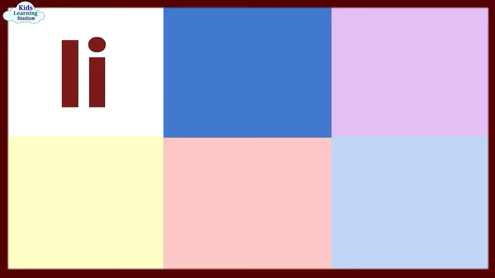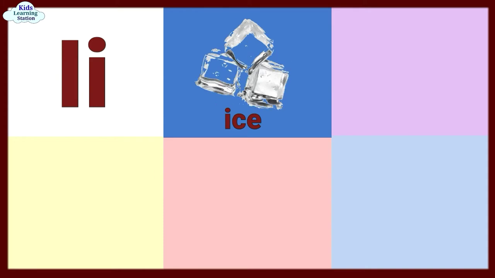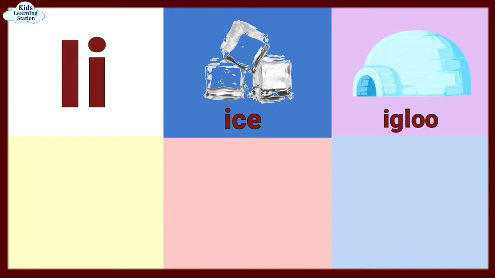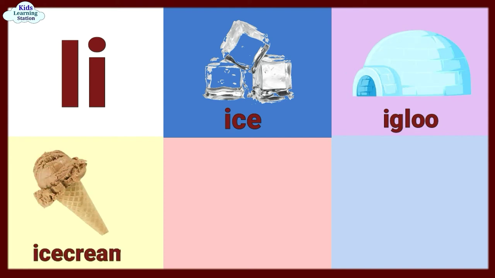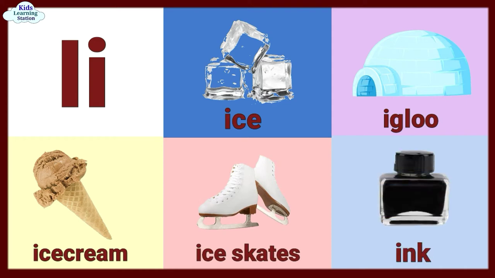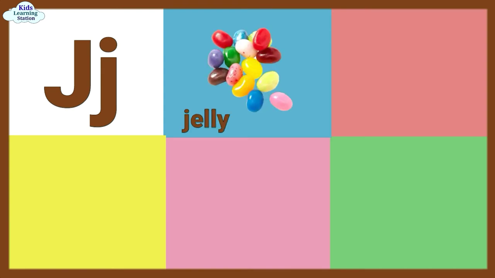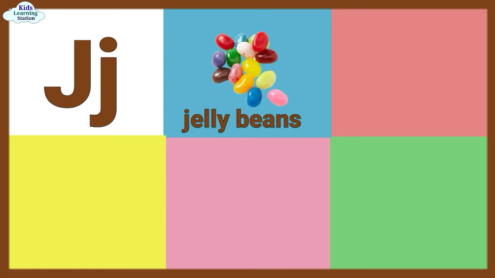I is for ice. Ice. Igloo. Igloo. Ice cream. Ice cream. Ice skates. Ice skates. Ink. Ink. J is for jelly beans. Jelly beans.